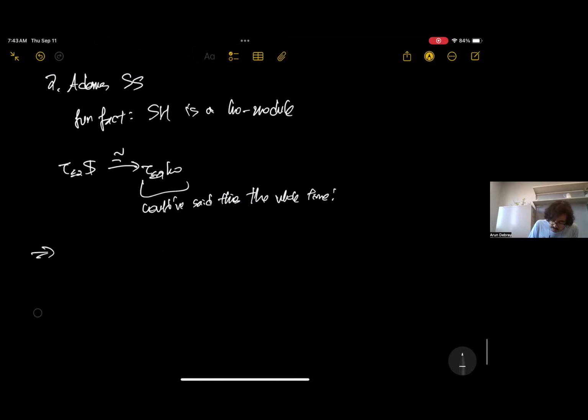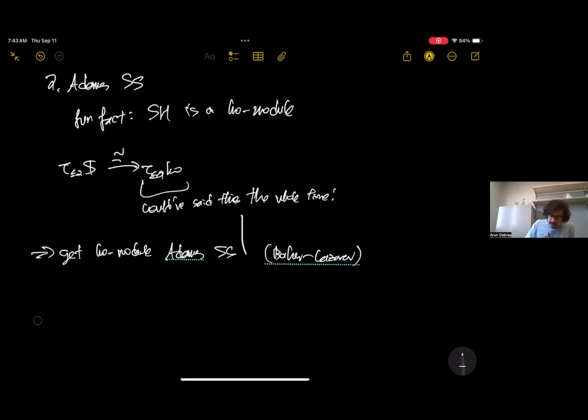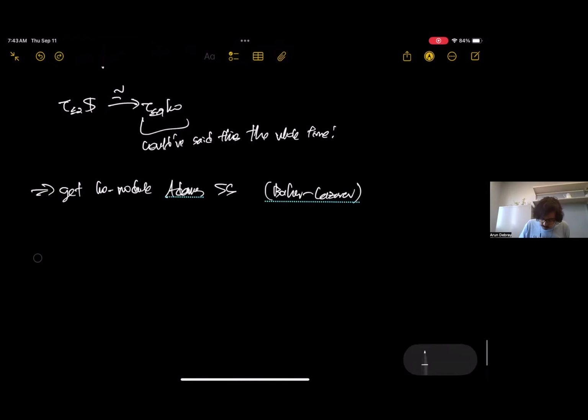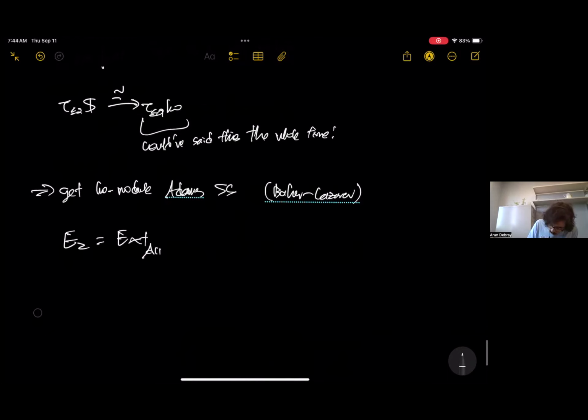So you get the KO module Adams spectral sequence. I believe Baker and Lazarev were the first to write down R module Adams spectral sequences. And the point is that E2 is Ext over A1, the subalgebra of the Steenrod algebra generated by Sq1 and Sq2, which really makes it possible to do things by hand.